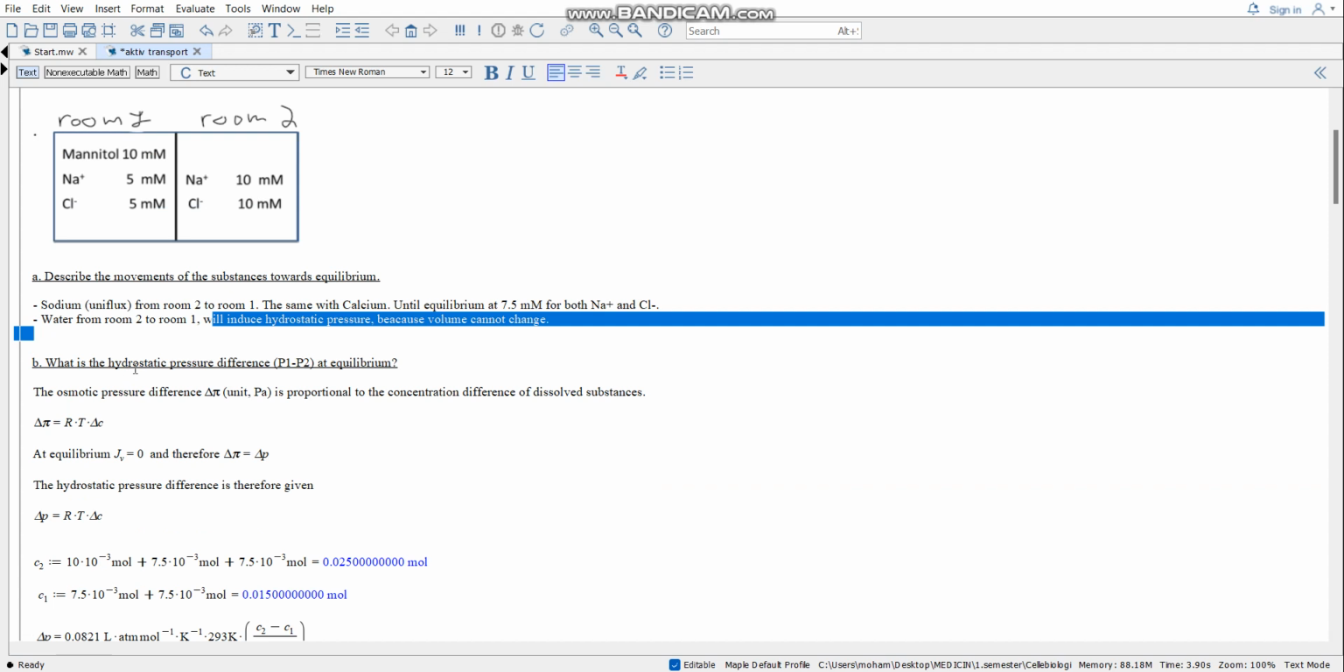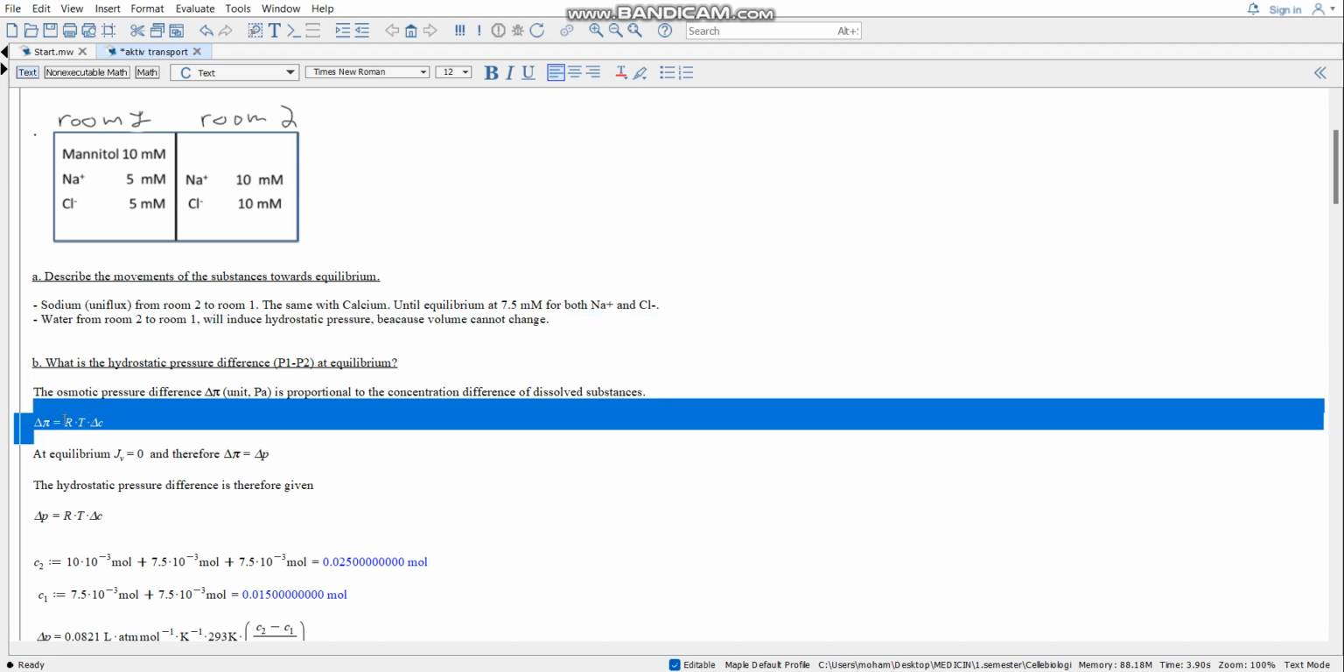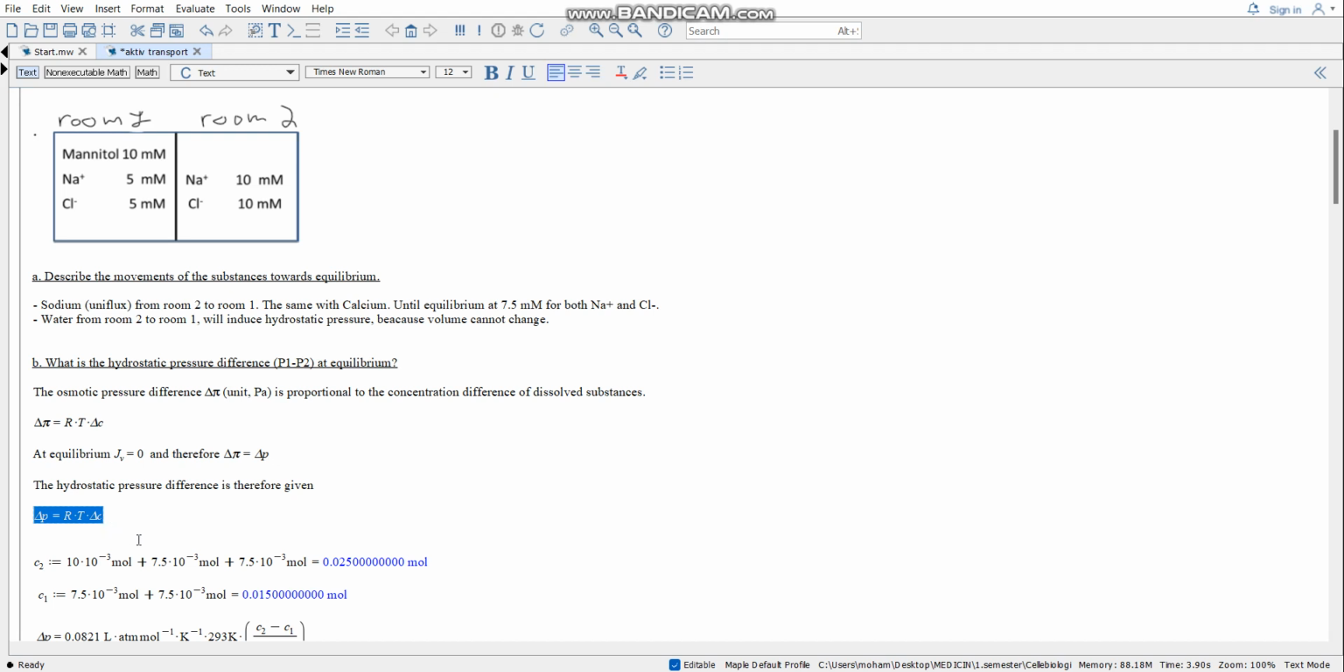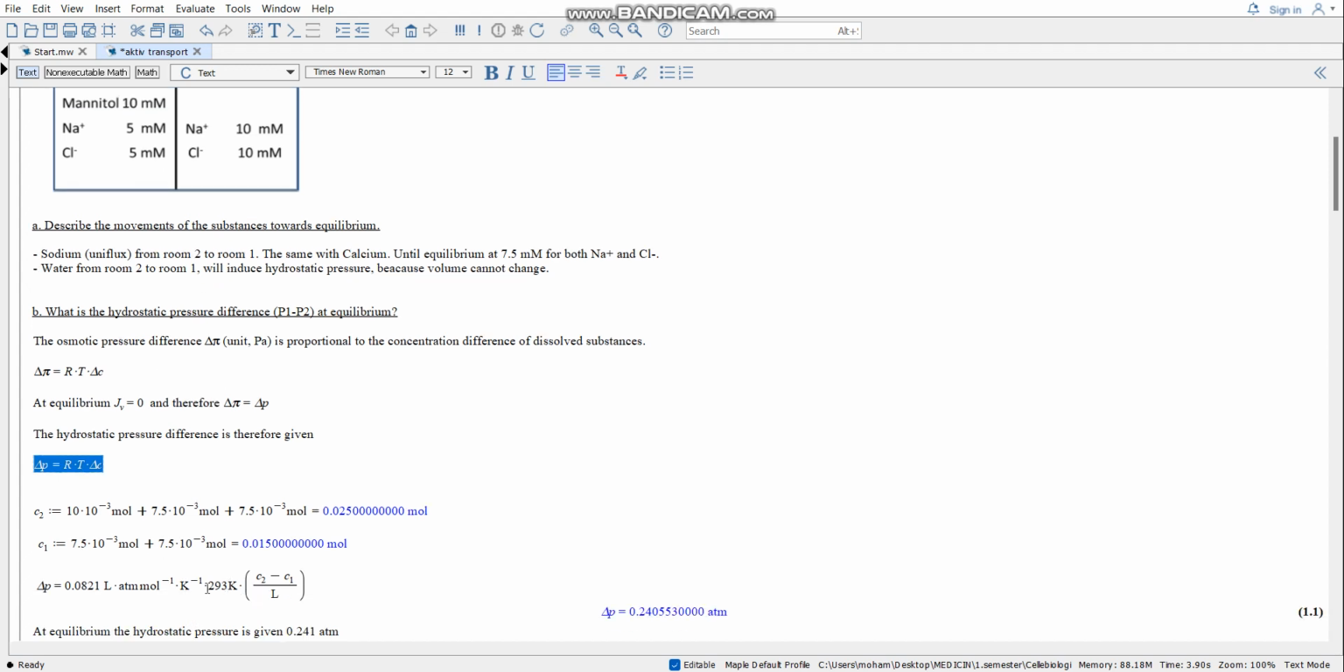Now, what is the hydrostatic pressure difference at equilibrium? Remember that at equilibrium, the osmotic pressure difference is the same as the hydrostatic pressure difference. And so we can utilize the osmotic pressure difference to calculate, and that will give you the hydrostatic pressure difference. So this is the formula we're working with, right? Of course, R is the gas constant, which is fixed, and temperature is 293 Kelvin, right? So we just need to calculate the concentration difference here.